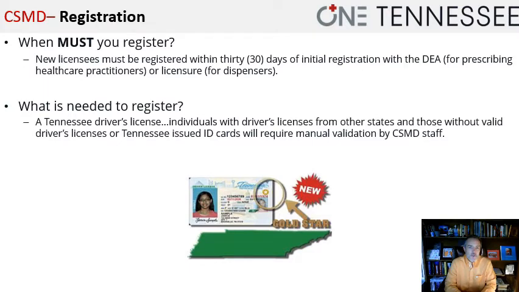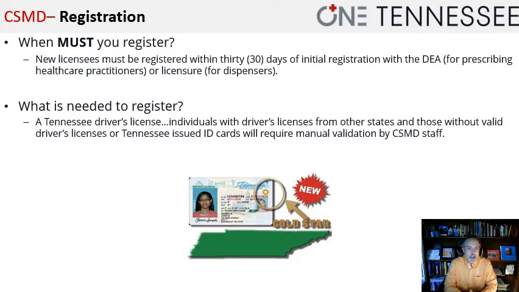What is needed to register? If you live in the state of Tennessee and you have a valid Tennessee driver's license, that's all that's needed. If you don't have a Tennessee driver's license, it's not that you can't register, you'll just have to call someone on the CSMD staff and register via telephone. But if you've got a Tennessee driver's license, that's all that's needed. Also, if you have a delegate or an extender that's going to be checking the CSMD on your behalf, you need to provide them with your driver's license number, and then they register that, and that links them to you as a supervisor for their access to the CSMD.